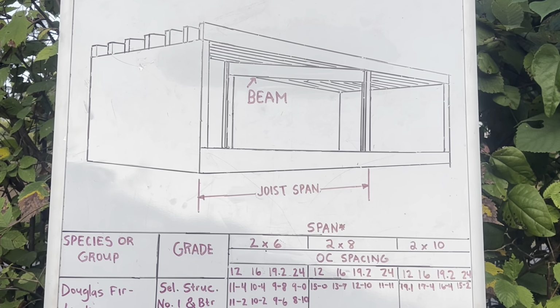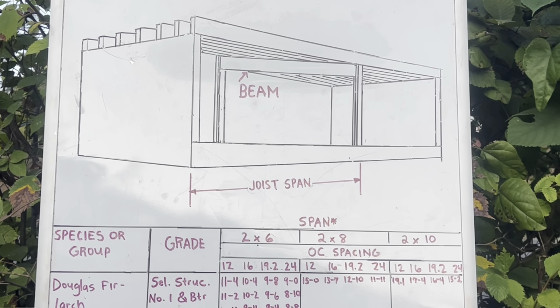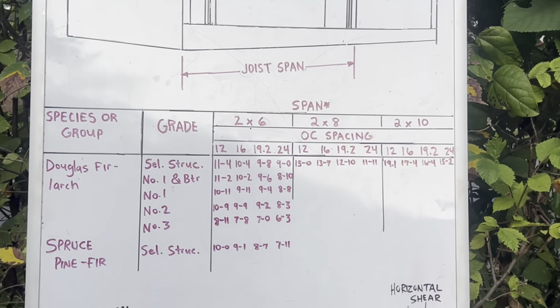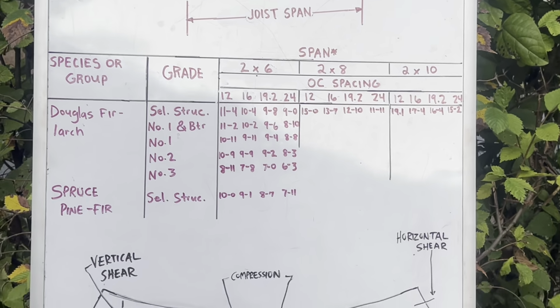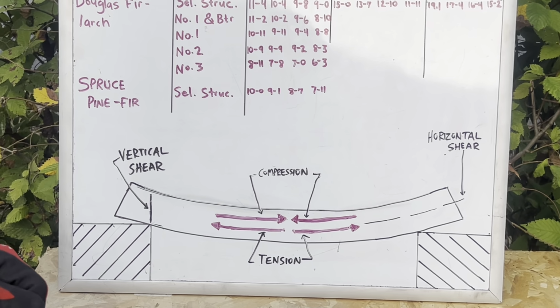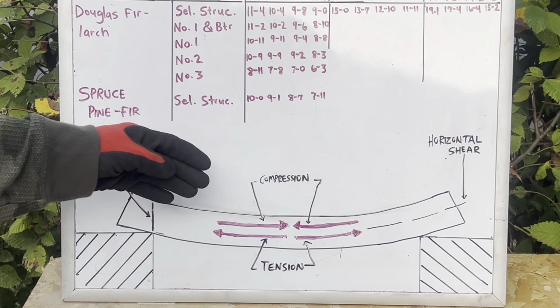If you don't adhere to that, you can end up getting a sag like this. See this? See this sag? This is a sagging joist. See, it's supported right here, supported right here. And so you got these acting forces that are being put on your joist.